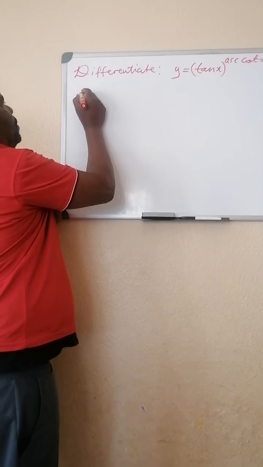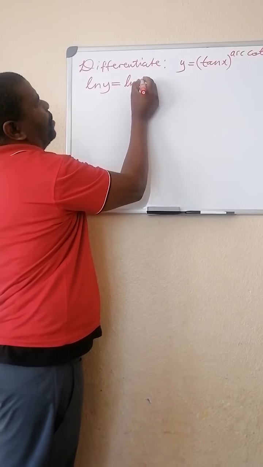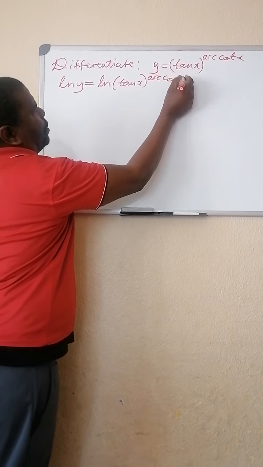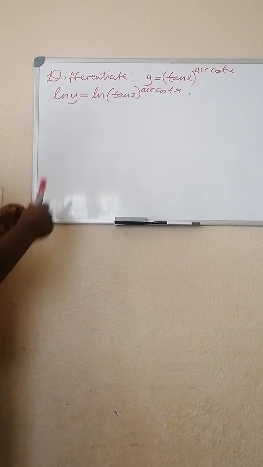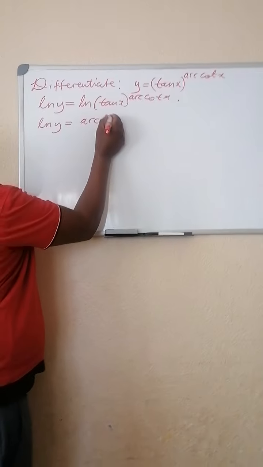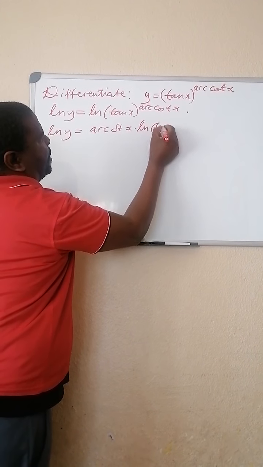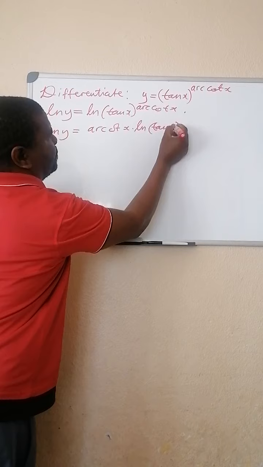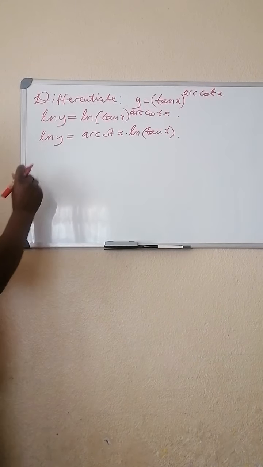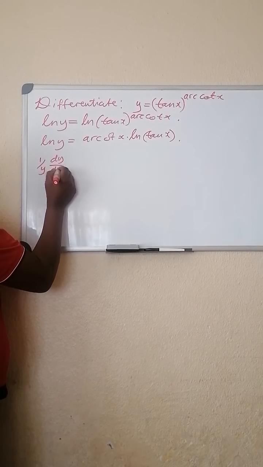Let's see that. We will then have ln y equals ln of (tan x) raised to arc cot x. Let's simplify first before we even think of differentiating: arc cot x times ln tan x. Now this is in the simplified form. Let us then differentiate. When we differentiate the left hand side, we have 1 over y times dy/dx.